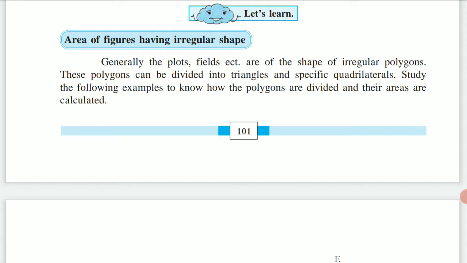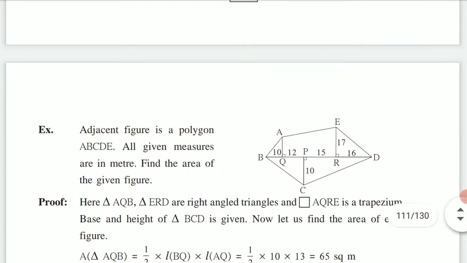Generally, plots, fields, etc. are shapes of irregular polygons. These polygons can be divided into triangles and specific quadrilaterals. Study the following examples to know how the polygons are divided and their areas are calculated.